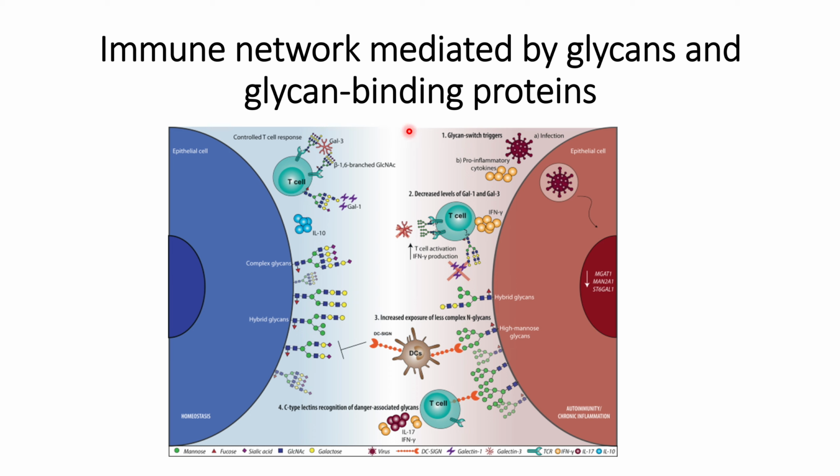So this is how, on the left hand side, is the controlled T response, the healthy wild type condition, and on the right hand side is the condition where the immune response is generated because of the change in the glycan structure or glycan binding proteins. So if you need to understand these things in detail, you can go through the reference that has been provided in the description. That's all for this video.